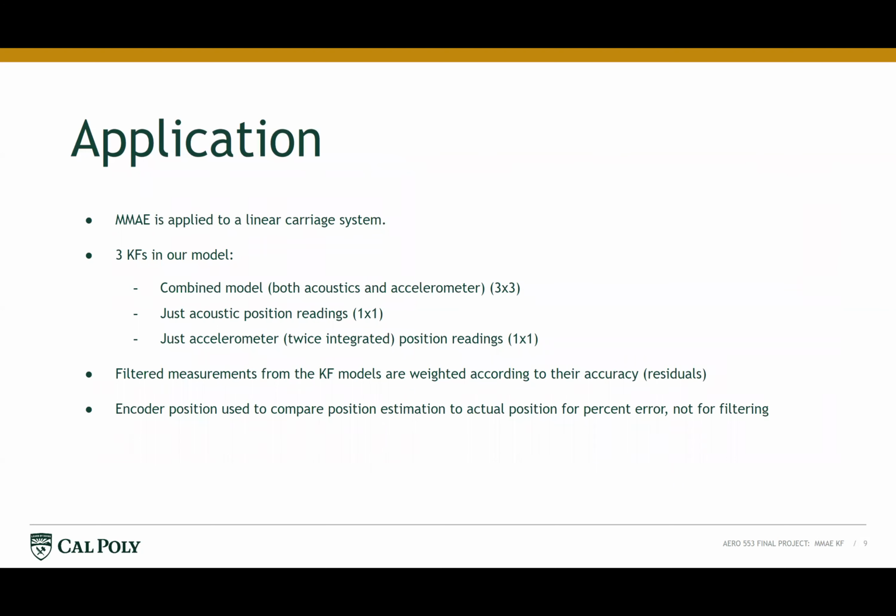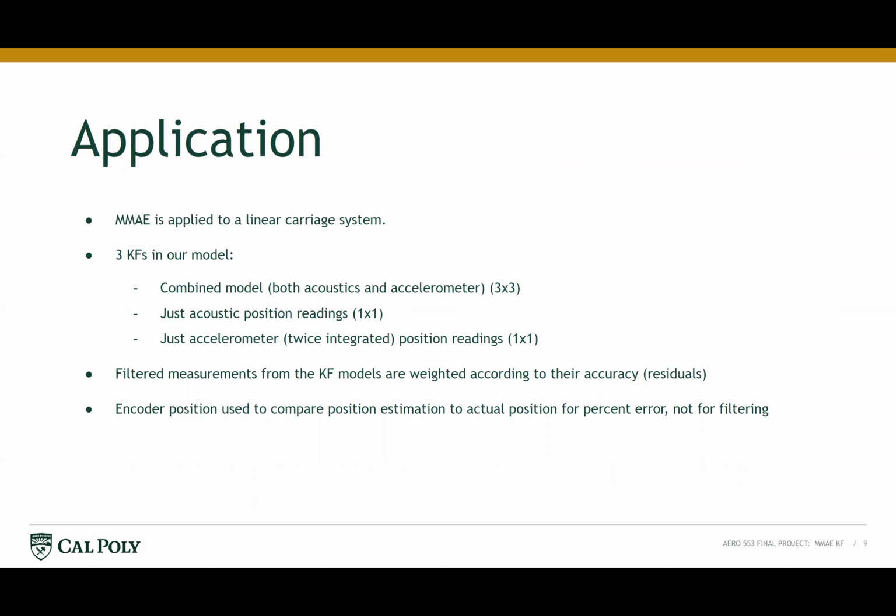Next, the two simpler models we have are one model assuming we just know the acoustic position. So this is a 1x1 model. And one model assuming we just know the accelerometer position, which is the acceleration from the accelerometer integrated twice to get position. Those are both position measurements and they're both 1x1. So in total, we have three Kalman filters that output an estimated position.